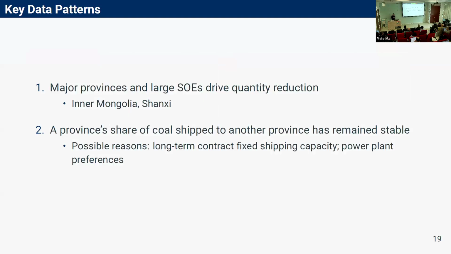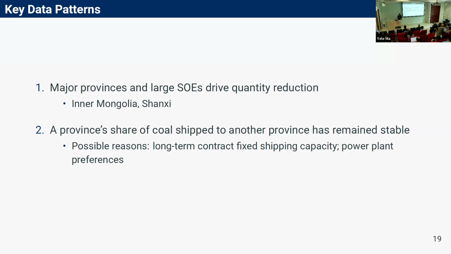We're going to incorporate a few key data patterns when we estimate the demand and supply. One key data pattern is that if we do some kind of within-between decomposition, we find that some major provinces drive the quantity reduction, including Inner Mongolia and Shanxi province. And also large SOEs mostly drive the quantity reduction.